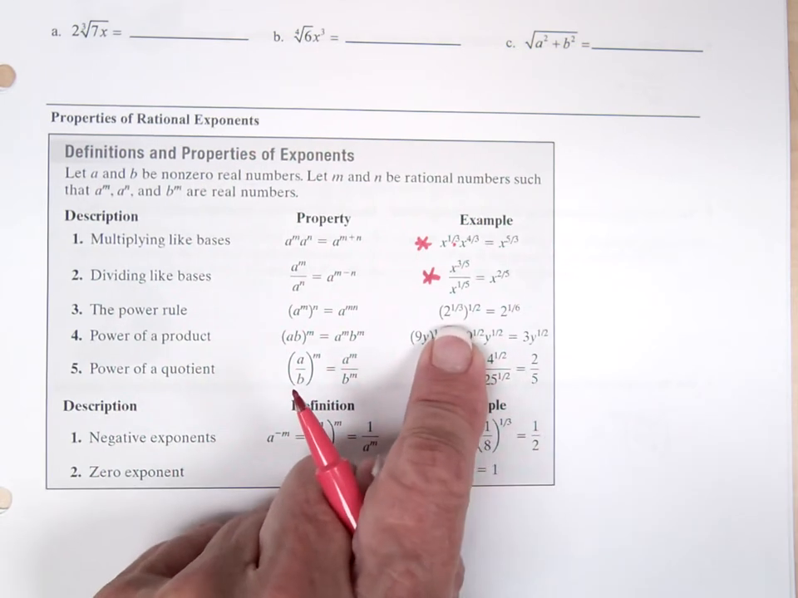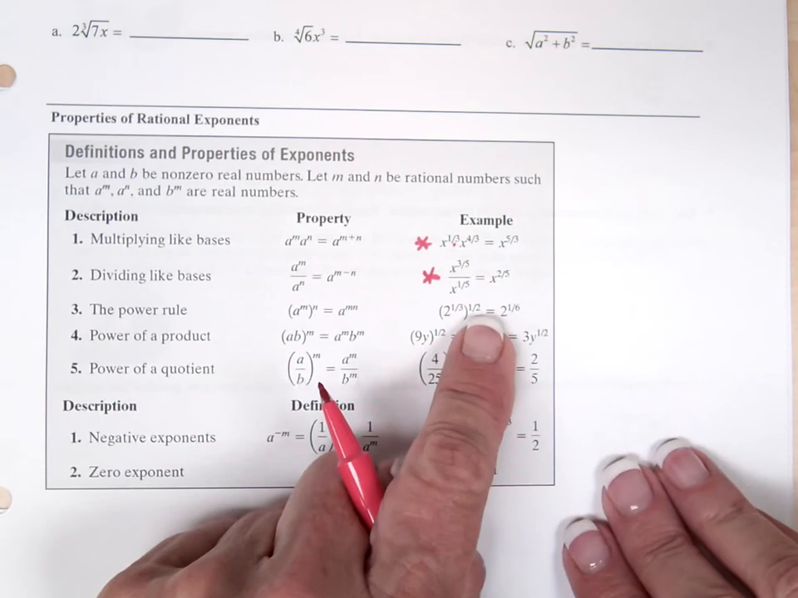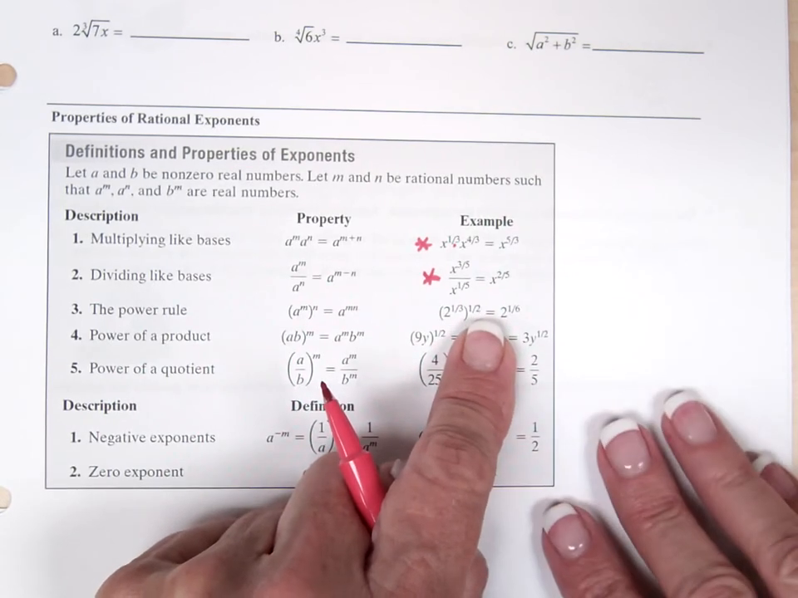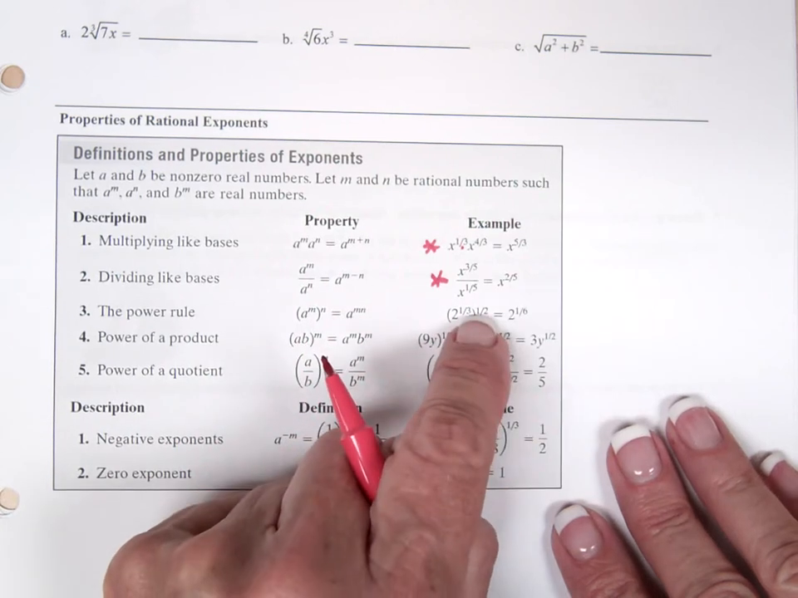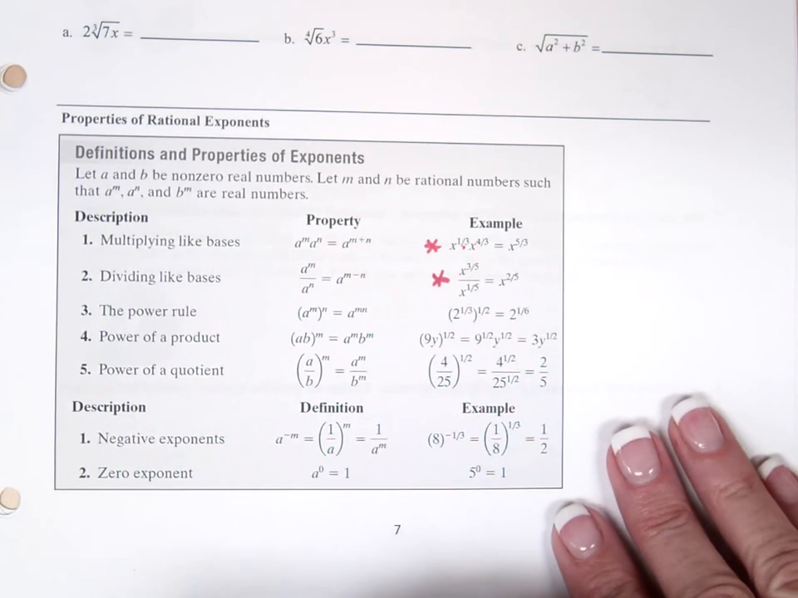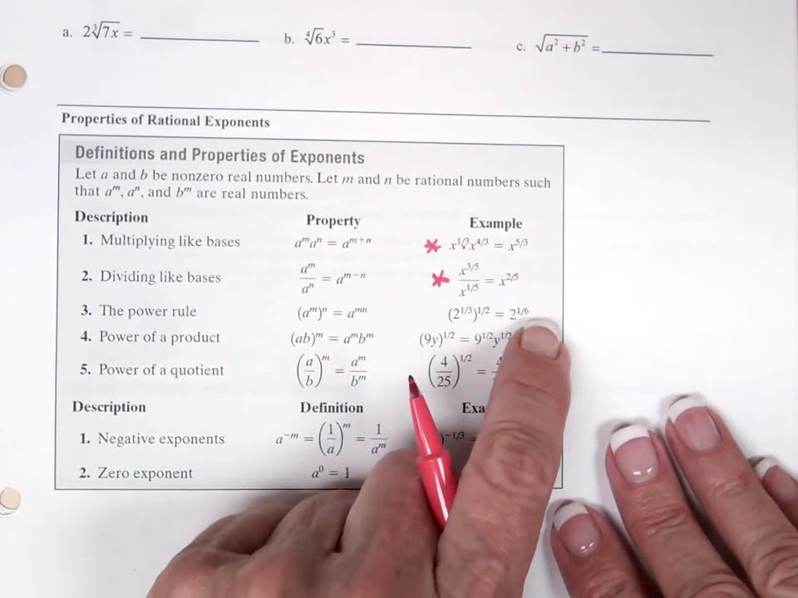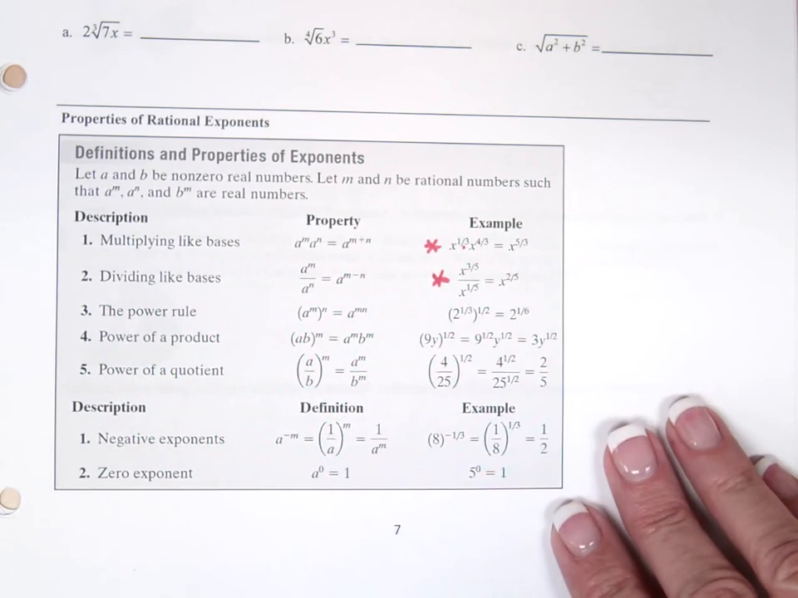So the example I put over here, 2 to the 1/3, raised to the 1/2 power. Because it's a power rule, we multiply: 1 times 1 is 1, 3 times 2 is 6. So that comes out to be 2 to the 1/6, which remember means the 6th root of 2 to the 1st. So if we change that to a radical, that's what it would look like.